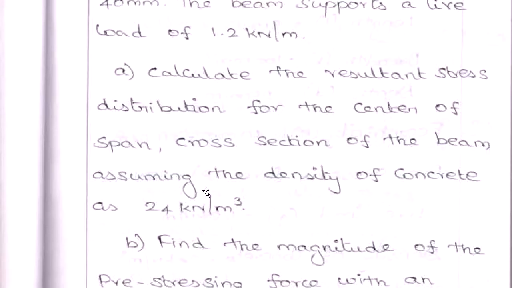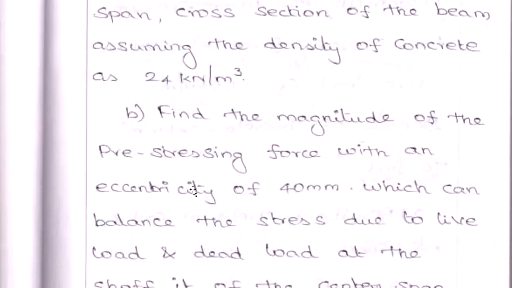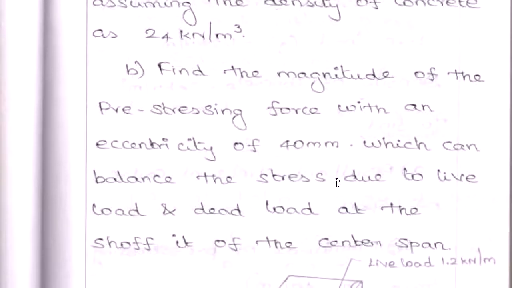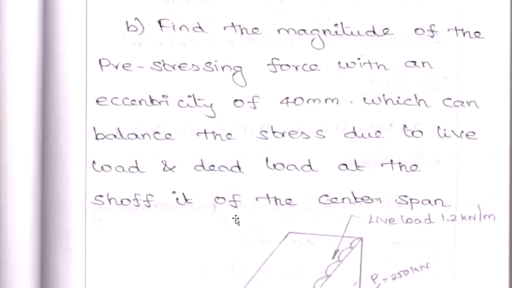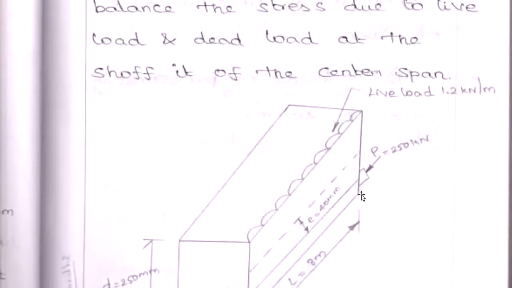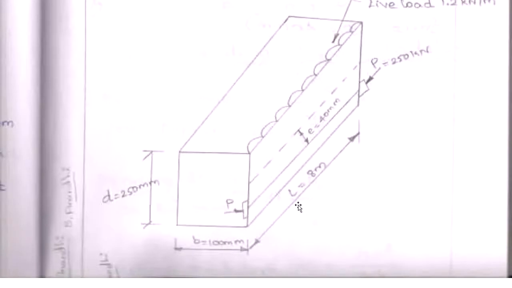Cross-sectional area of beam is assumed by considering this much density. Find the magnitude of pre-stressing force with eccentricity of 50 mm which can balance the stresses due to live load and dead load at the center of the span. So let us try to understand this.